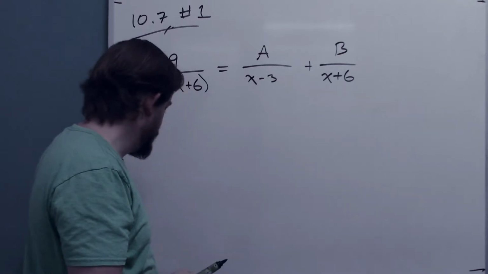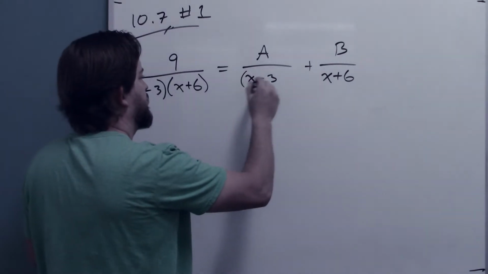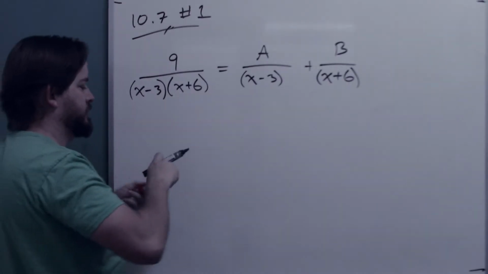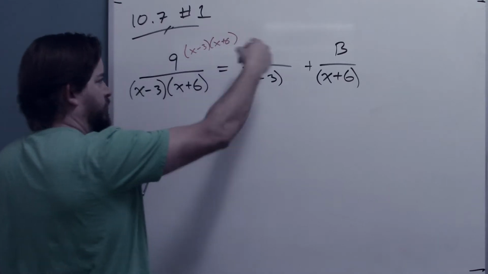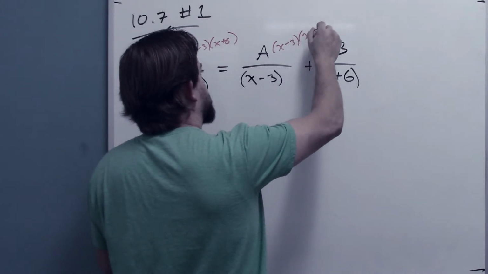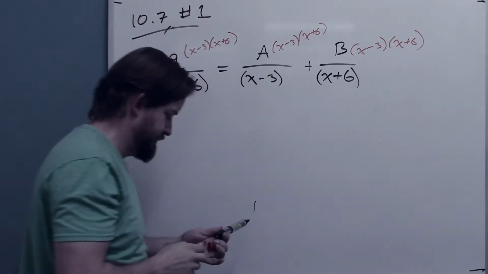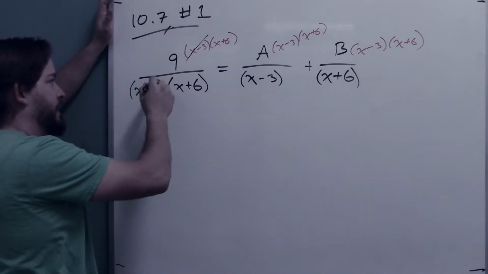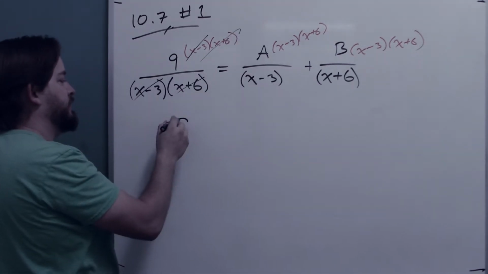So what I would do at this point is multiply everything by the lowest common denominator, which is this x minus 3 times x plus 6. So I multiply the left by x minus 3 and x plus 6, and then I'll multiply the right by it and distribute to both terms. So x minus 3, x plus 6 here, and x minus 3, x plus 6 here. Okay. So what happens is on the left-hand side, x minus 3 cancels, x plus 6 cancels, and I'm left with 9.